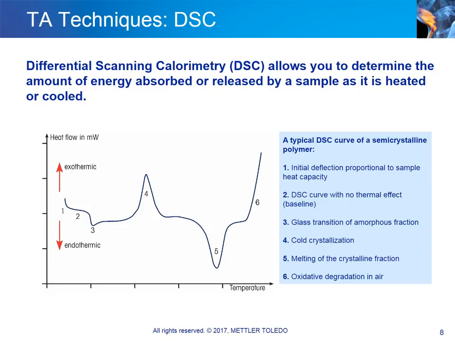The schematic curve on the left shows a typical DSC measurement curve of a semi-crystalline polymer. Exothermic events point in the upward direction, and endothermic events downwards. Each event is numbered next to the curve. 1. The initial deflection or startup transient of the DSC due to sample and crucible heat capacity. 2. Is the baseline where no thermal effects occur. 3 is a glass transition with enthalpy relaxation.